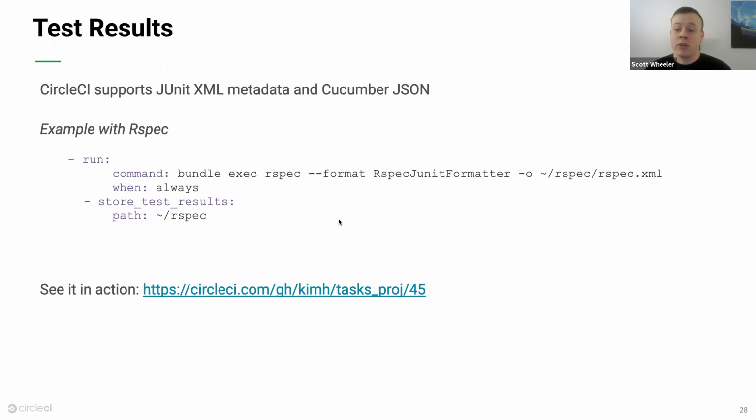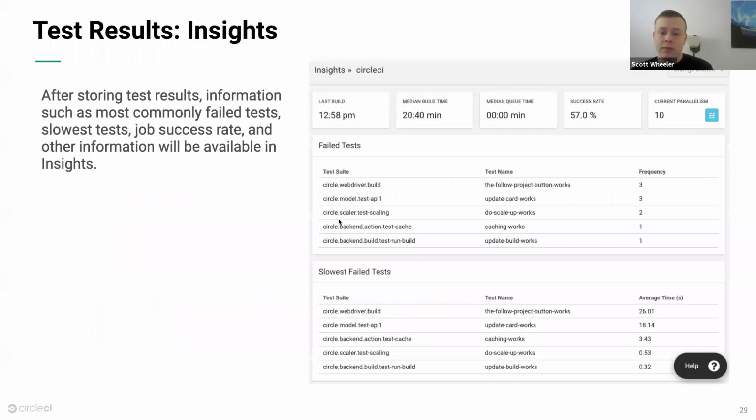The test results also exist in this directory. Don't target the file specifically. Essentially, just target the directory where you're storing all your test results in, and we'll auto load them into Insights. Speaking of Insights, after storing the test results, information such as most commonly failed tests, slowest tests, job success rate, and other information will be available in the Insights.